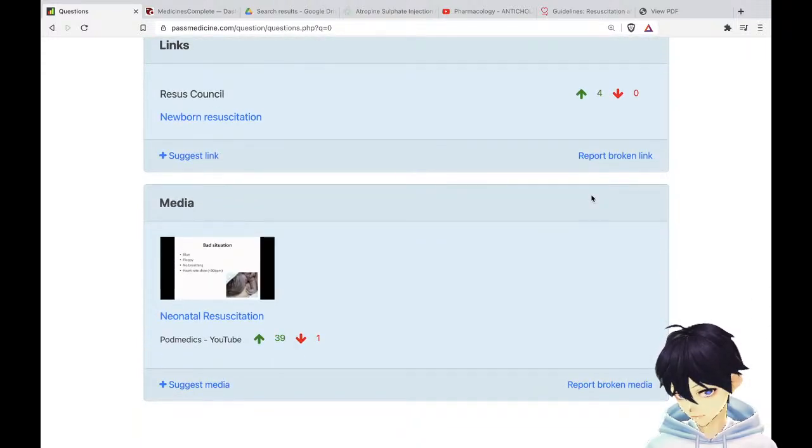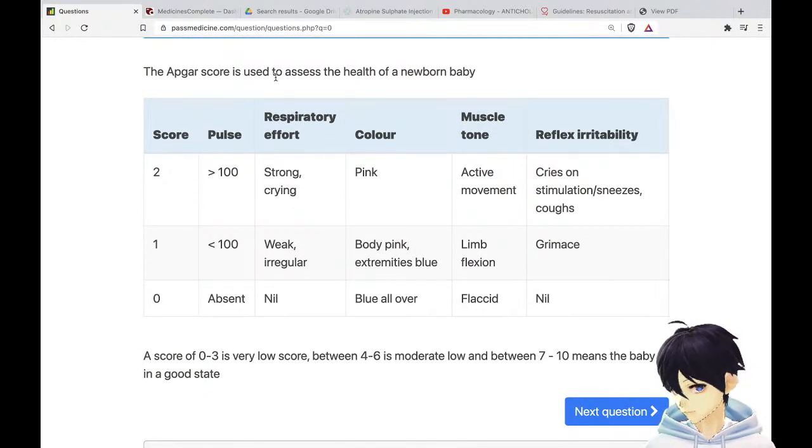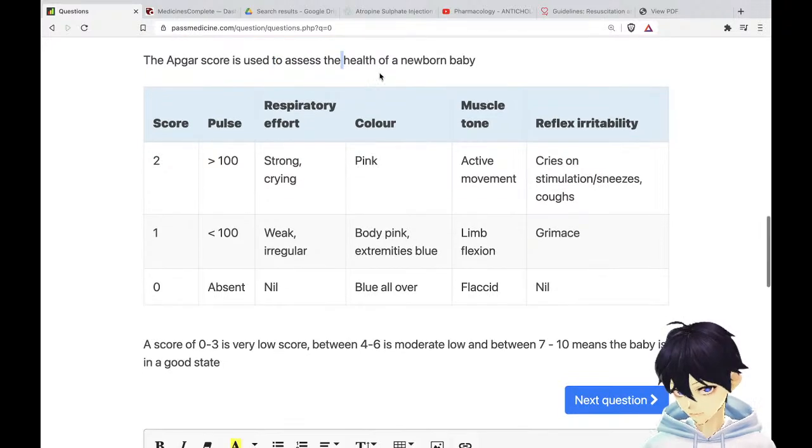Newborn resuscitation by paramedics. Oh, yes, quite the number of upvotes. Worth the look.